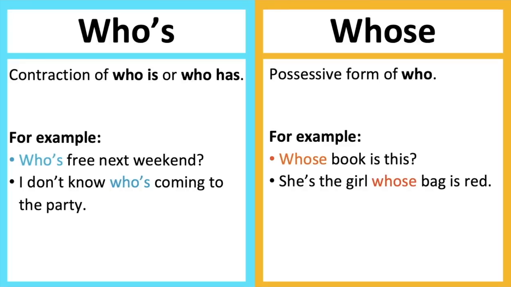Let's try with these examples. If I replace the word with who is or who has, the question wouldn't make sense. Who is book is this? Who has book is this?